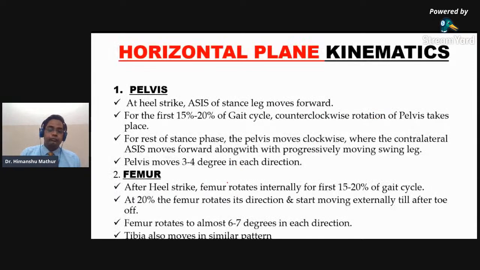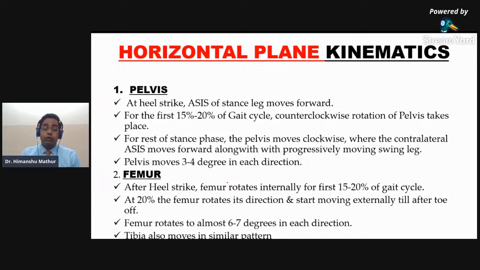Coming on to probably the last phase of the kinematics and the last phase of today's class, that is the horizontal plane kinematics. I hope I am able to convey what I want to convey to you. That is why I've tried to make my language very simple and easily comprehensible to everybody. If you have any questions, you can write directly into the comment box. I'll be there to see that.